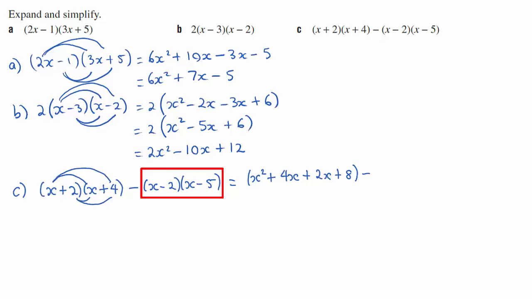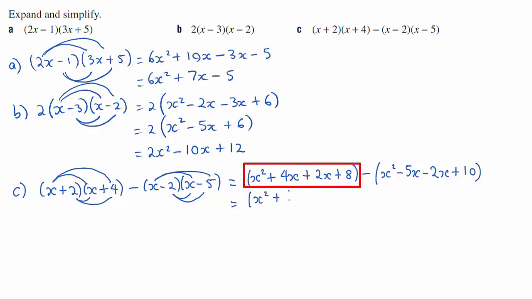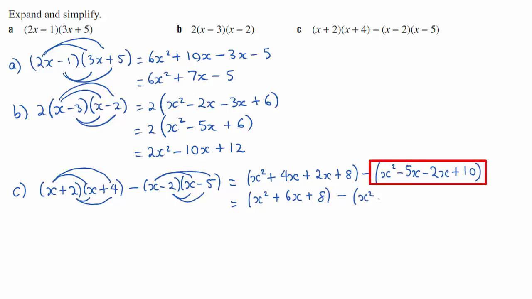In my second expression, I'm going to have x times x giving me x squared, x times negative 5 giving me negative 5x, negative 2 times x giving me negative 2x, and negative 2 times negative 5 giving me positive 10. Now what I can do is simplify each of my expressions. My first expression can become x squared plus 6x plus 8, since 4x plus 2x is 6x. My second expression will become x squared minus 7x plus 10, since negative 5x minus 2x is negative 7x.